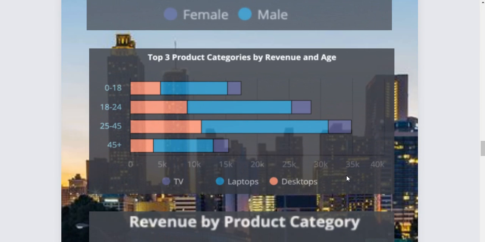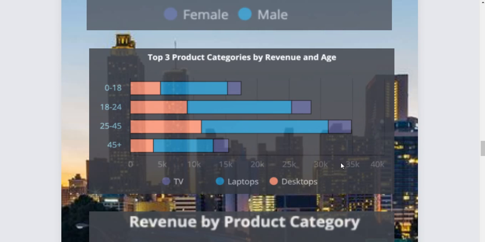This is another chart that helps you understand something. Top 3 product categories by revenue and age. This way, the owners can understand a little better what products that we are creating are being sold the most, in what age groups. Let's review it again. Top 3 product categories by revenue and age.